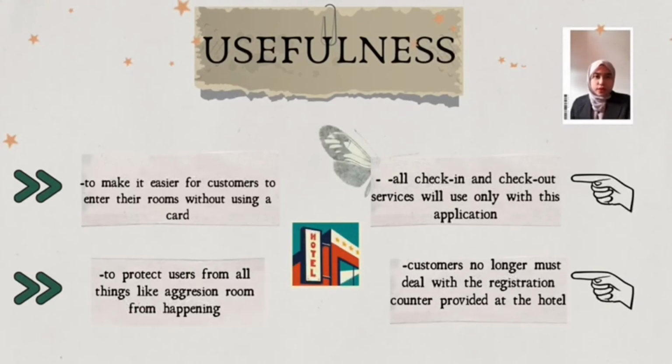Now I will continue about usefulness. The use of this hotel.co app makes it easier for customers to enter their rooms without using a card. They only need to use the barcode available on the app to enter their rooms. This is because the barcode used has been connected to the system of the hotel they are staying in. In addition, the advantage of this app is that users do not have to worry if they left their cards, because the app can help them overcome the problem.